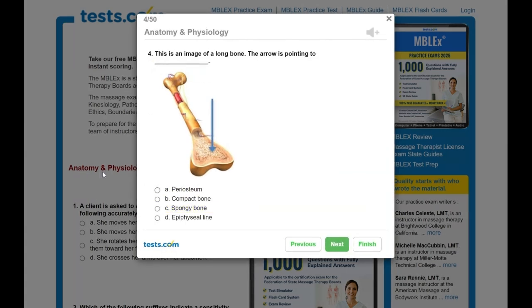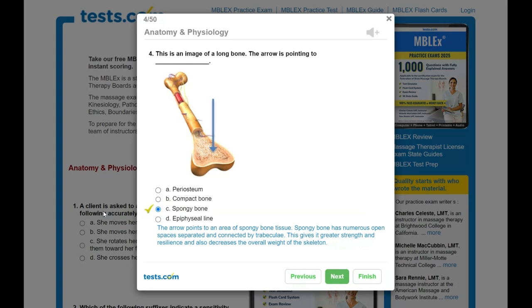Question 4. This is an image of a long bone. The arrow is pointing to A. Periosteum. B. Compact bone. C. Spongy bone. D. Epiphyseal line.